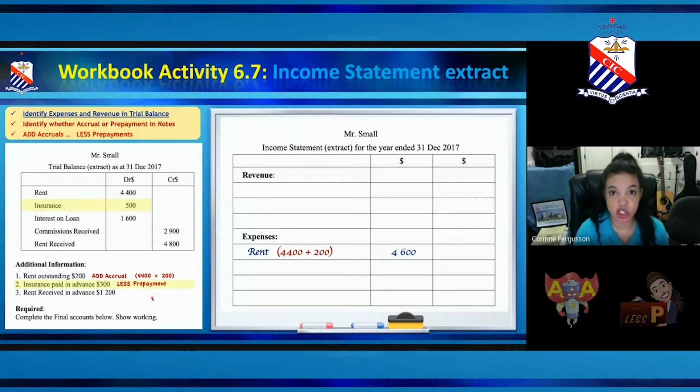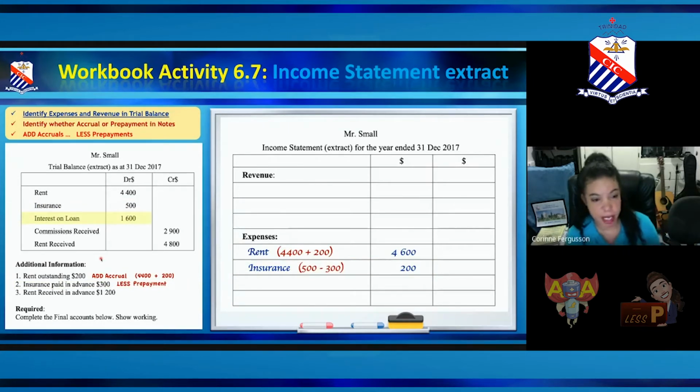So what you do, you simply go into your income statement. What is insurance? Insurance is an expense. So you will go under expense, as you see right there. Always put your working. So your working would be the amount in the trial balance less the prepayment. And how much is your prepayment? 300. So you put that working, and 500 minus 300 gives you 200. Simple. Move on.